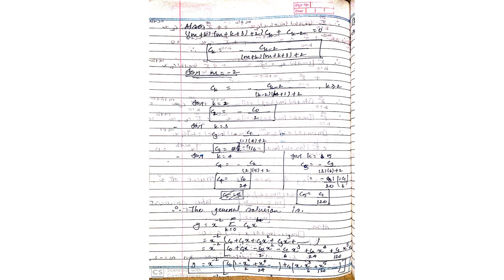But in place of c2, you can write its value, so that will be minus c0 by 2. So at the end, c4 will be minus c0 by 24. Similarly, putting k equals 5, that will be c1 upon 120. Don't forget that you will get two arbitrary constants here. One is the common one, c0, that is fixed, and the other is for the indeterminate form. So here c1 is the indeterminate form, and the answer will be in c0 and c1 form only.